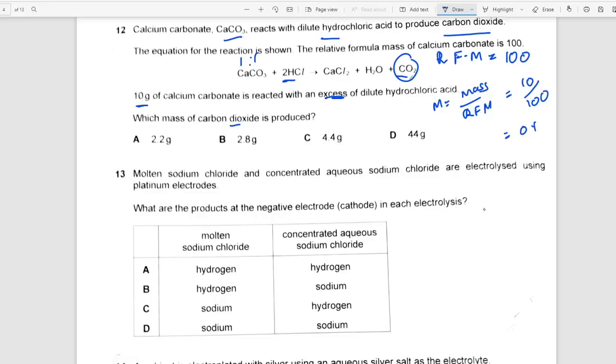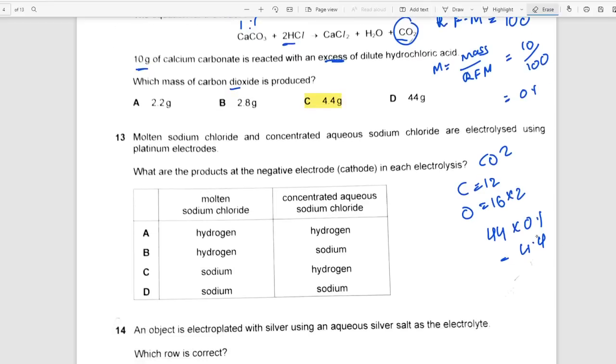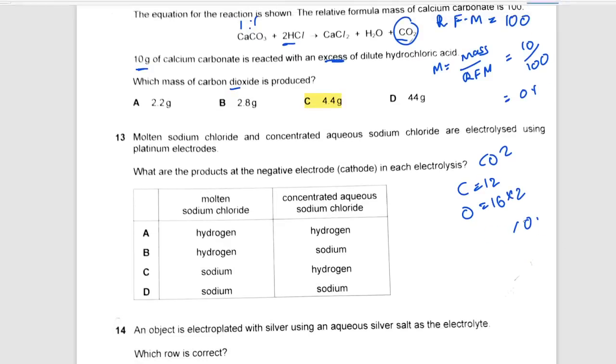Now we need to find the RFM for CO2. Carbon is 12, oxygen is 16, so 16 times 2 is 32, and 32 plus 12 is 44. So 44 times 0.1 will give us 4.4 grams. The answer should be 4.4 grams right here. Really easy, right? Okay, we move on to the next question.